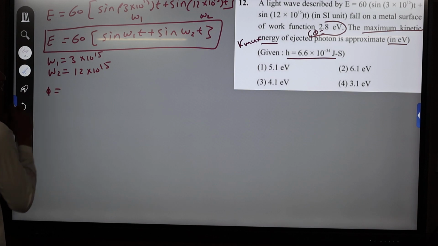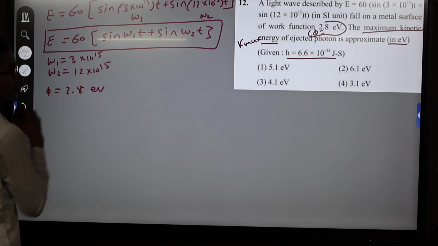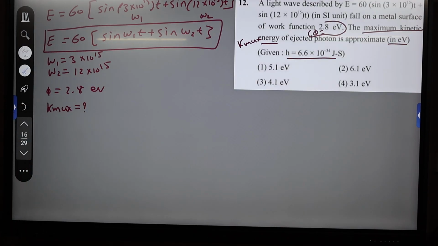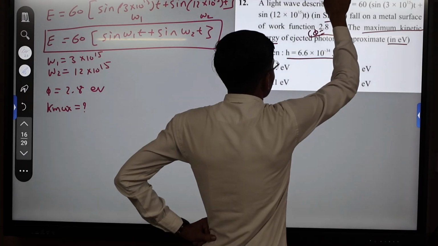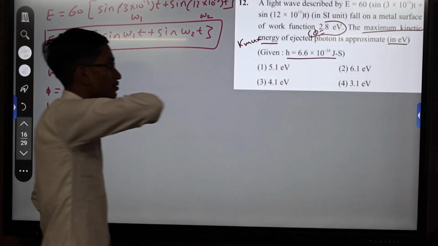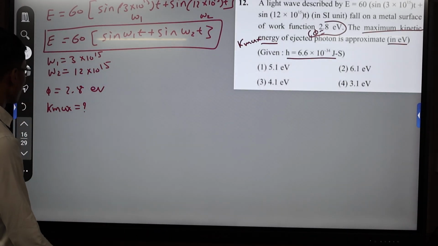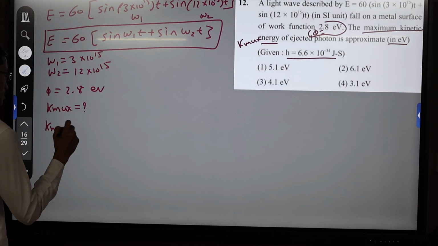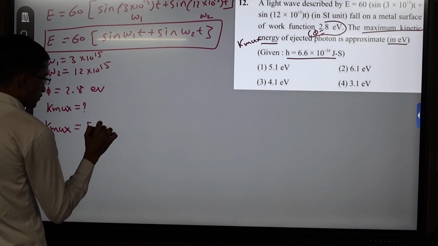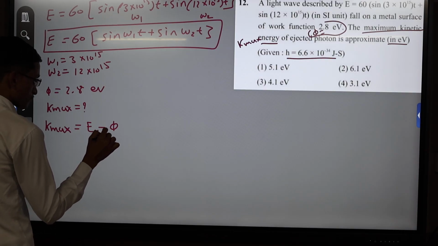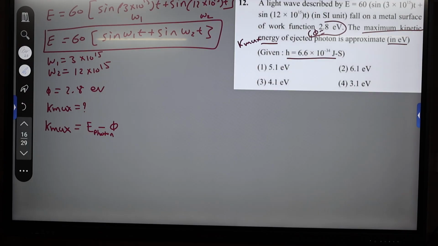The work function of the metal is 2.8 electron volt. The value of h is given. We have to find the maximum kinetic energy Kmax of the ejected photoelectron. If the light wave described by this equation falls on a metal surface of this work function, then what is the maximum kinetic energy? So we have to find Kmax. The equation of Kmax is energy of photon minus work function of the metal.